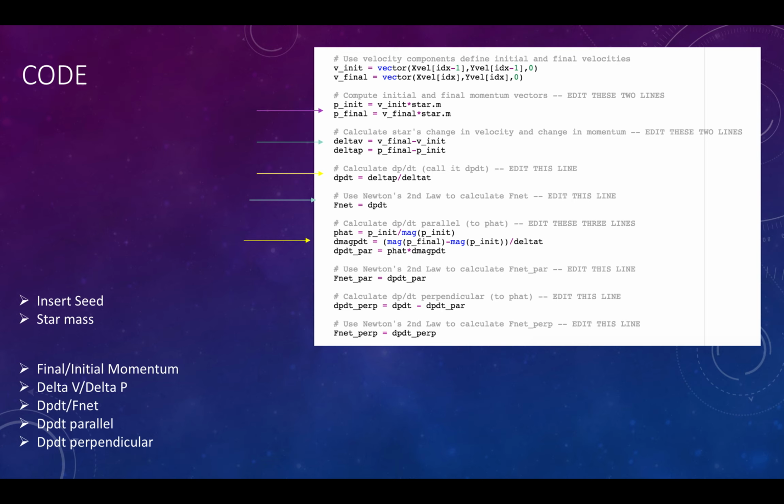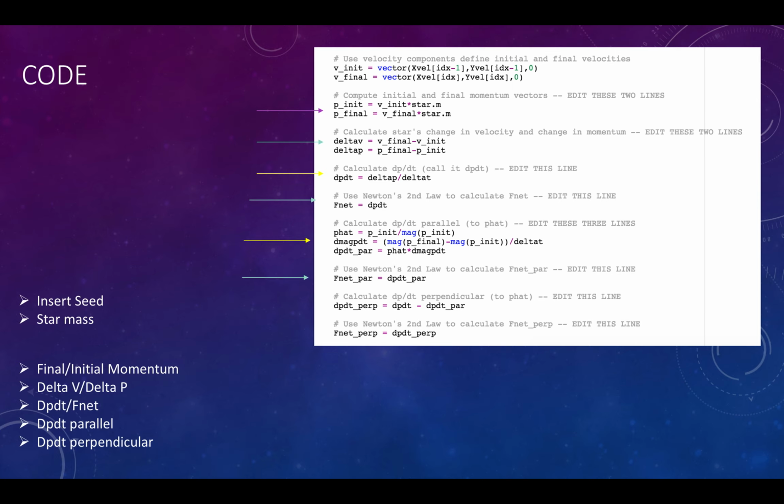We then specified dp dt as equal to F net. Next we code dp dt parallel by setting p hat equal to the unit vector of initial momentum, with initial momentum being divided by its magnitude. We then calculate the change in magnitude of p as being the final magnitude of momentum minus the initial magnitude of momentum over delta t. And finally, we get our dp dt parallel component to be equal to the product of p hat and the change in magnitude of p.